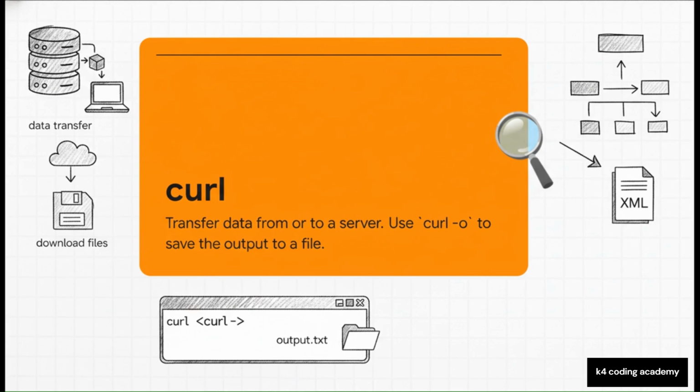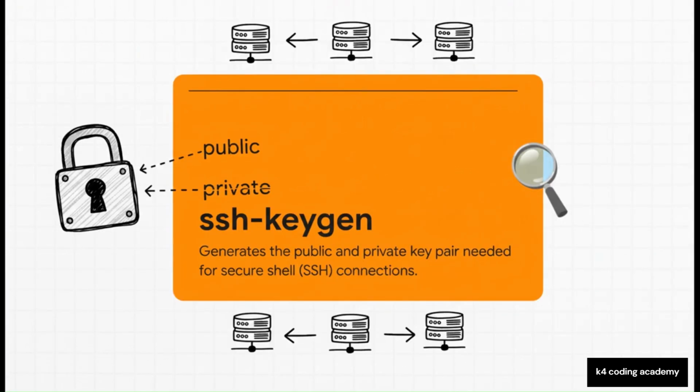And a handy trick is using the O flag to save whatever you're grabbing directly into a file. Super useful. If you need to connect to a remote server securely, and you definitely do, it all starts with SSH keys. The command ssh-keygen is your first step. It creates that crucial public and private key pair that lets you log in without a password. This is non-negotiable for real-world security.